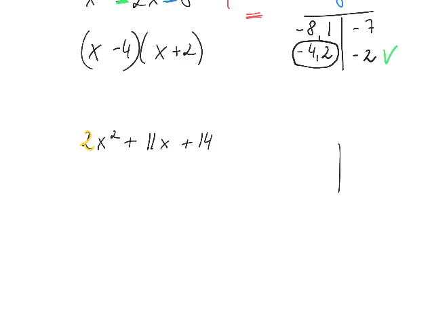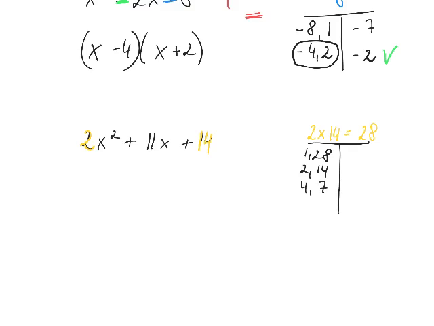So again, the first step, I multiply the first number and the last number by each other. So I get 2 times 14 equals 28. And then I look at all the numbers that would give me 28. So I would have 1 times 28, 2 times 14, and 4 times 7. All these numbers give me 28.